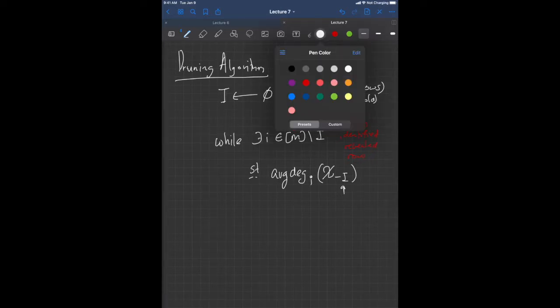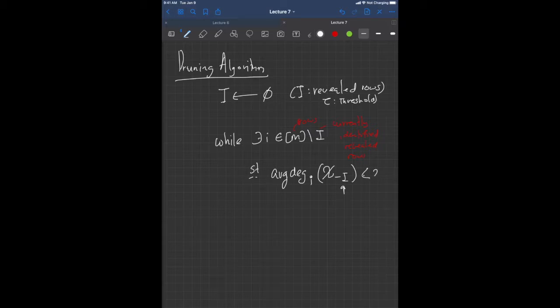Such that average degree, so this is revealed. So what's the threshold on average degree? This should be strictly smaller than 2 to the n minus t. So this says that there is more than tau bits of information known. If at most tau bits of information were known, average degree would be quite high. It would be at least 2 to the n minus tau. So here we are saying that it's strictly smaller than that.